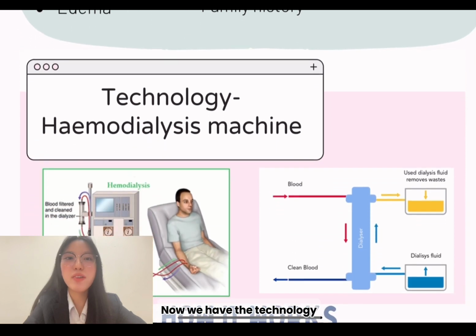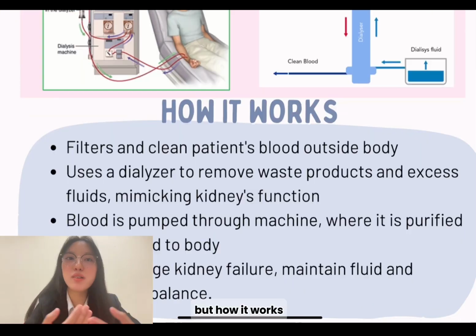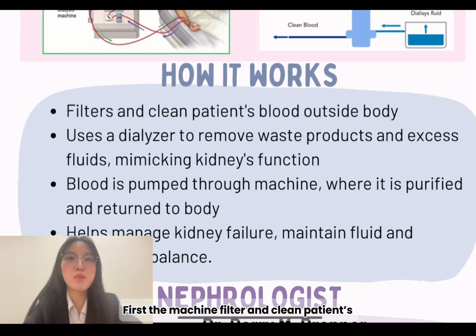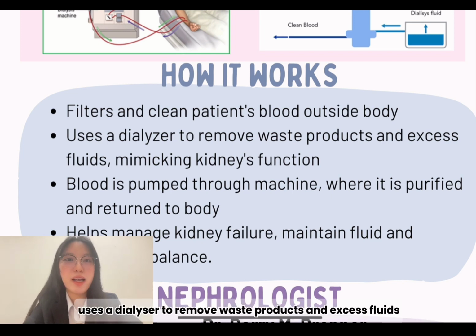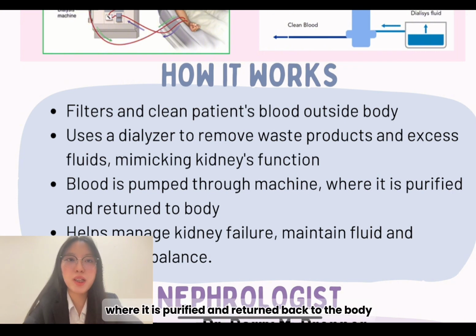Now we have the technology, the hemodialysis machine, to treat kidney failure. But how does it work? First, the machine filters and cleans the patient's blood outside the body, and uses a dialyzer to remove waste products and excess fluids, mimicking the kidney's function. Blood is pumped through the machine where it is purified and returned back to the body. This machine helps to manage kidney failure and maintain fluid and electrolyte balance.